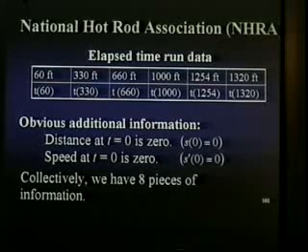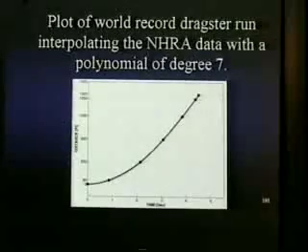Speed at t equals 0 is also 0. Now that's a little bit not as obvious. Second derivative at time equals 0 is not 0. Function at 0, 0. Derivative at 0, 0. Second derivative, leave it alone. So we have 1, 2, 3, 4, 5, 6, 7, 8 pieces of data. So what do we do? We put a polynomial of degree 7 through it.